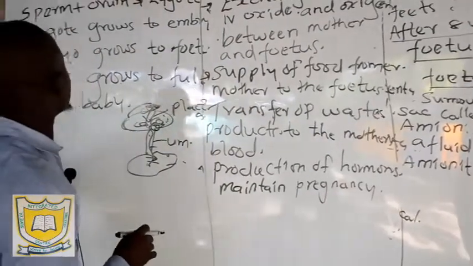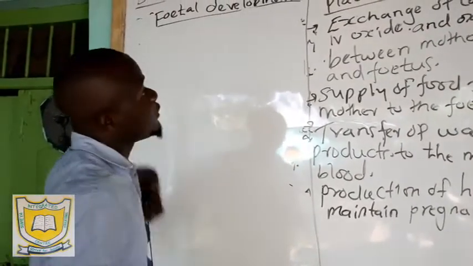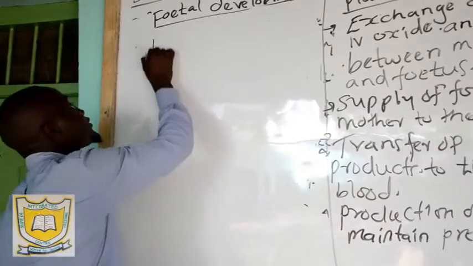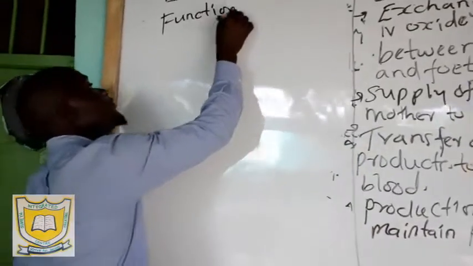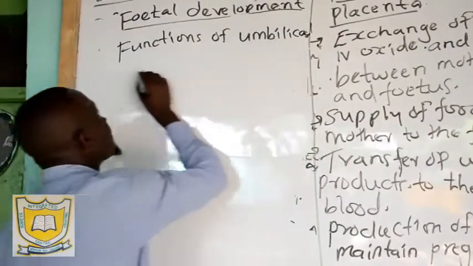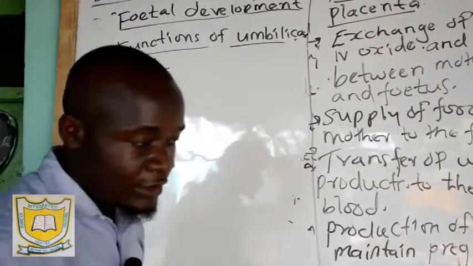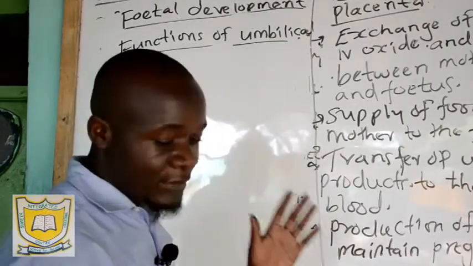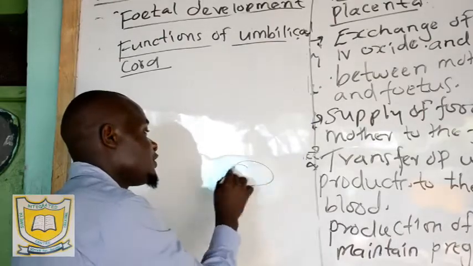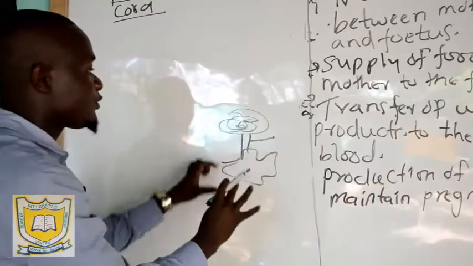Very fast, we are going to look at the functions of the umbilical cord. We said we look at the function of the placenta, the umbilical cord, and the amniotic fluid. So we move to functions of umbilical cord. Now, the umbilical cord has only one major function, because it joins the placenta to the fetus, because it is the joining point of the fetus.